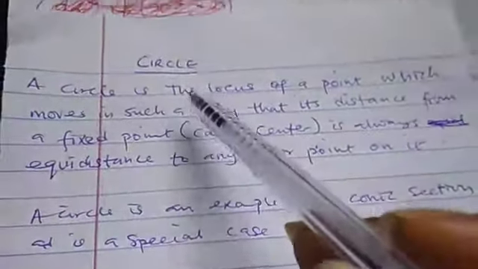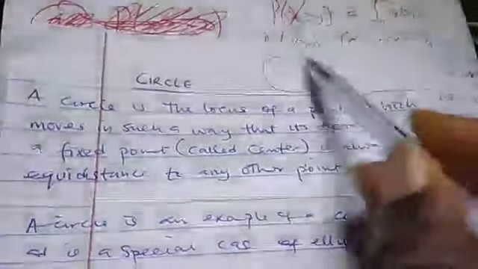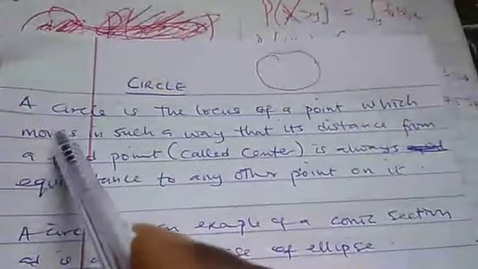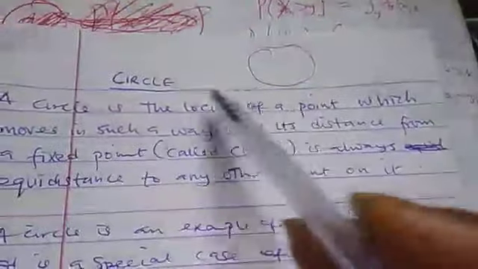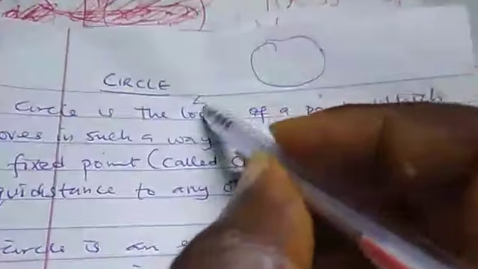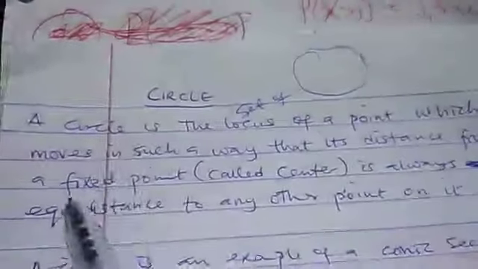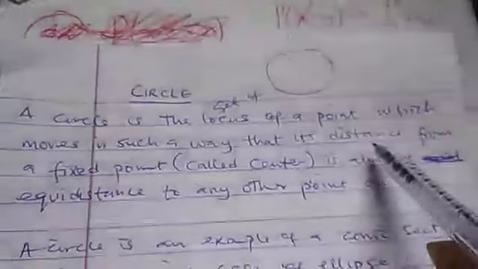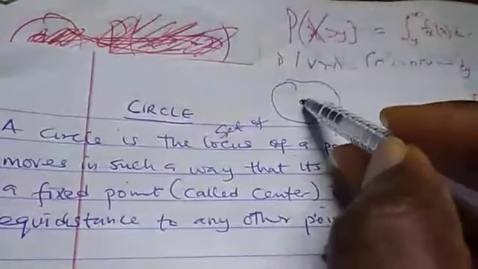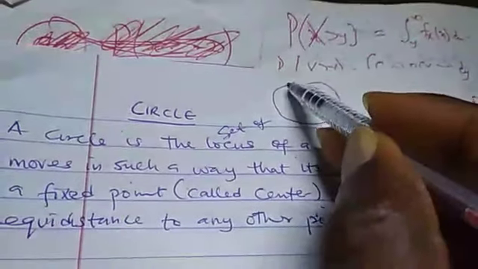Circle. We all know circle. This is a circle. If they say that a circle is the locus of a point, locus of a point means a set of points which moves in such a way that its distance from a fixed point, that fixed point, is constant.